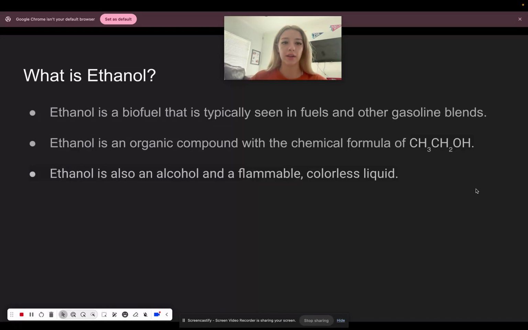So what is ethanol? Ethanol is a biofuel that is typically seen in fuels and other gasoline blends. Scientifically, ethanol is an organic compound with the chemical formula C2H5OH. Ethanol is also an alcohol and a flammable colorless liquid.